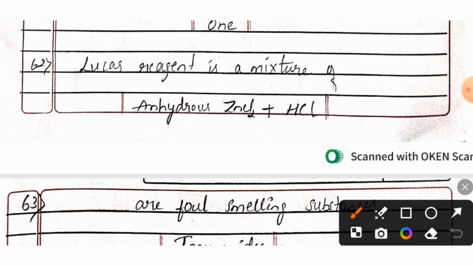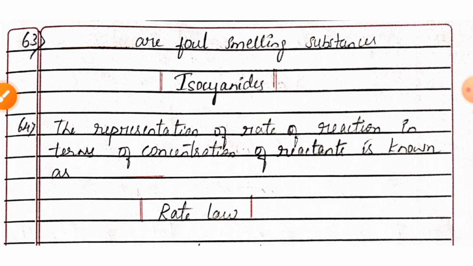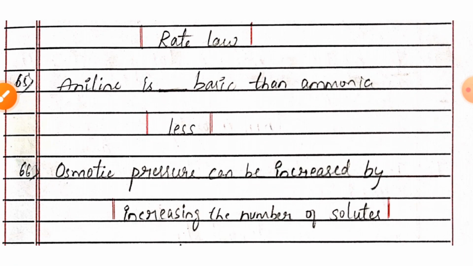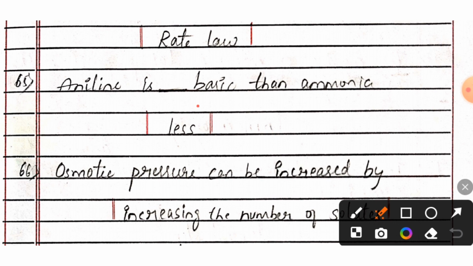Lucas reagent is a mixture of anhydrous zinc chloride and hydrochloric acid. Isocyanates are foul smelling substances. The representation of rate of reaction in terms of concentration of reactants is known as rate law. Aniline is less basic than ammonia.